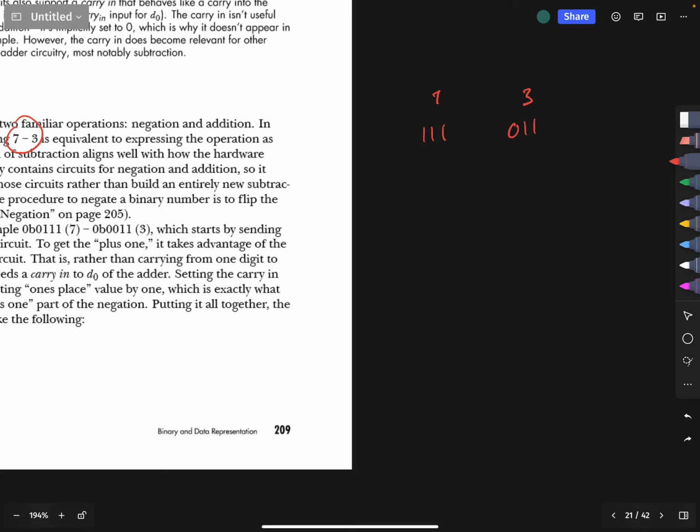So if we use the 2's complement concept of how you negate a number, we would bit flip, get 1, 0, 0, add 1, so we get 1, 0, 1, and then we add, and we get 1, 1, 1, 1, 0, 1, add, get 0, 0, 0, and then 0, 1.